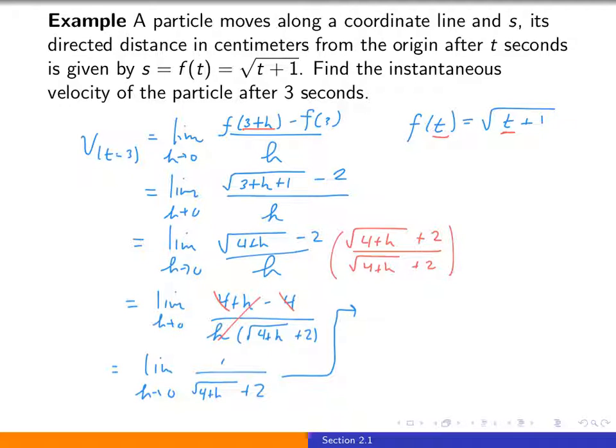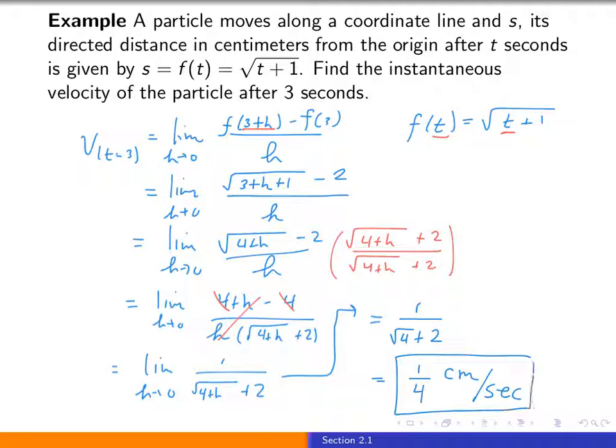But what we've seen through many examples at this point is that we can break it up in terms of the limit of the top over the limit of the bottom. The limit in the bottom can be broken up between both the terms. And in the first term, the limit can go inside the square root, and we'll end up by the substitution property just plugging in h equals 0. So the value of this limit is going to be 1 over the square root of 4 plus 2, which is 1/4. And the units to go here: we're measuring distance in centimeters and time in seconds. So the instantaneous velocity is 1/4 centimeters per second.